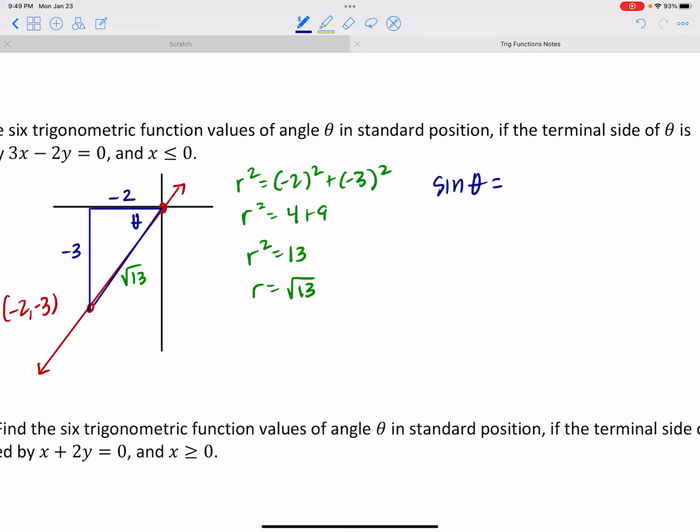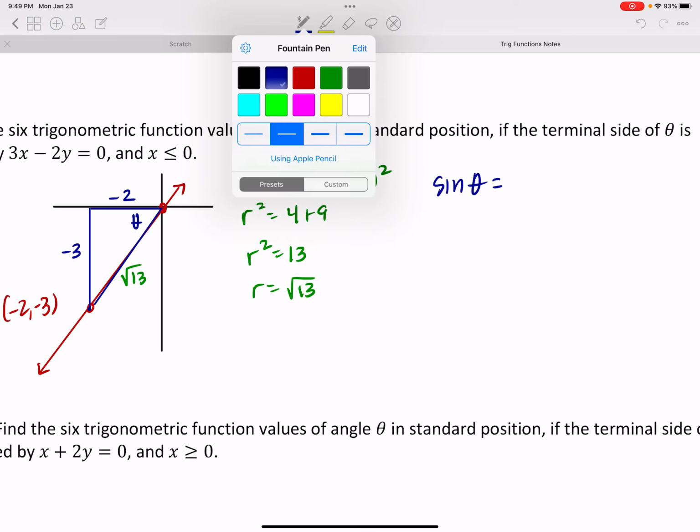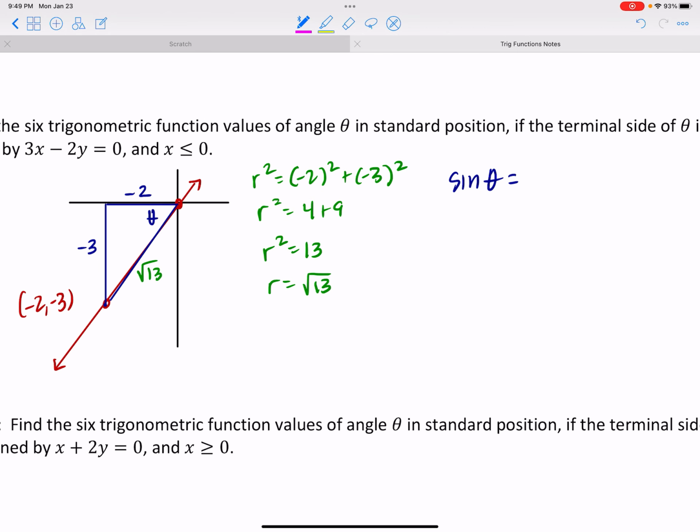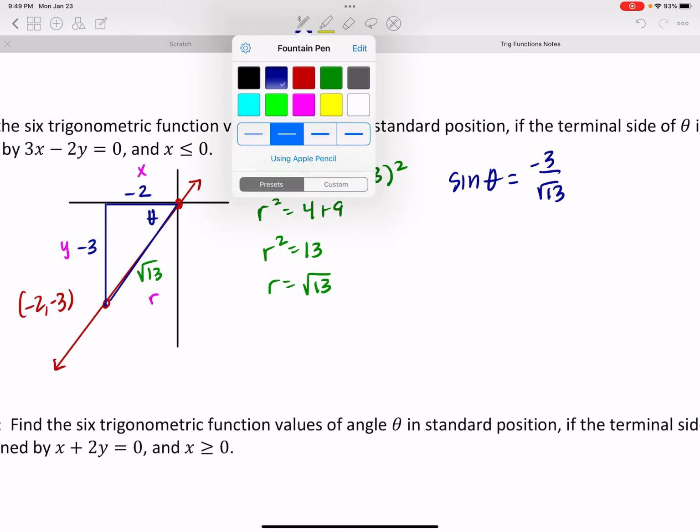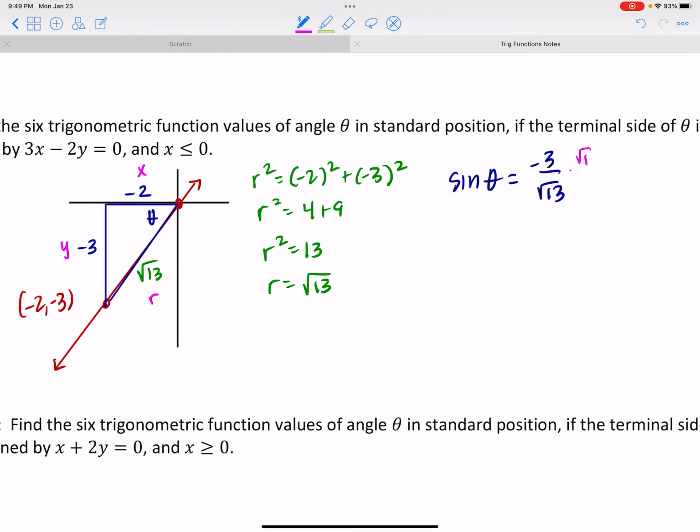Sine is going to be y over r, and actually let me label these just so I don't try to do multiple things in my head. This was our x, this is our y, and this is our r. So for the sine, again, y over r, we're going to say -3 over radical 13. We're going to rationalize. Hopefully you can do some of this in your head. So that's going to be -3 radical 13 over 13.